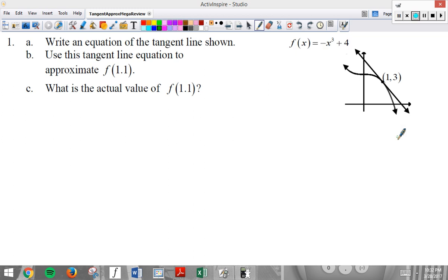Hi, today I'm going to be talking to you about tangent approximations and all of their various applications. I'm making this video by popular demand. Many students struggle with this topic.